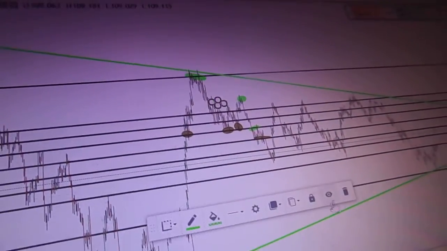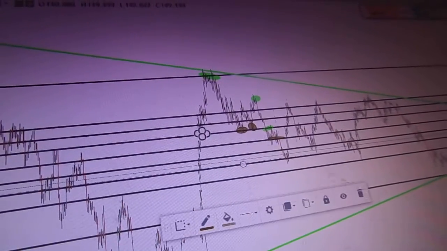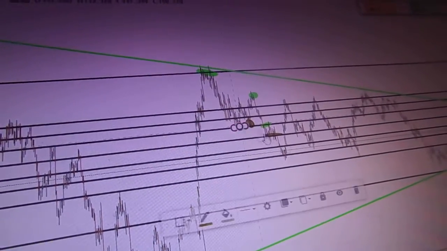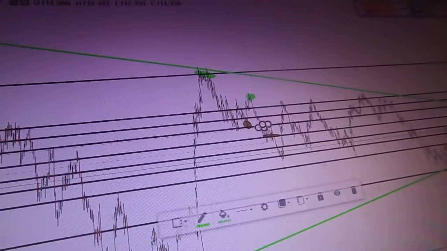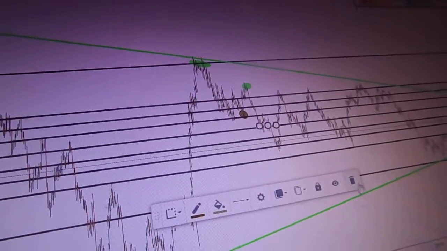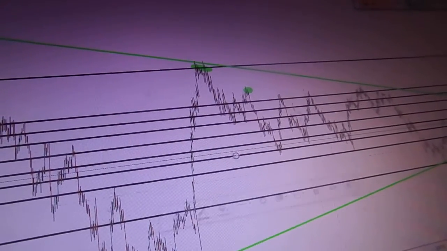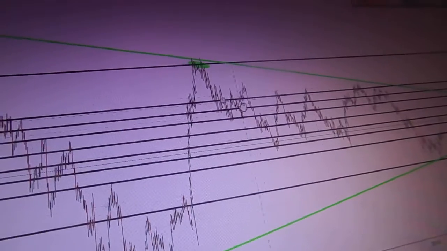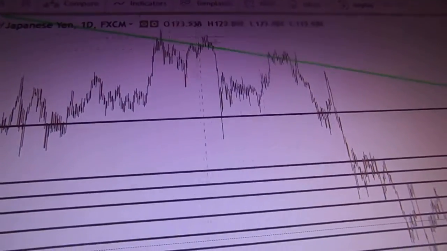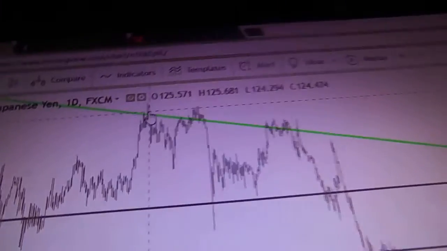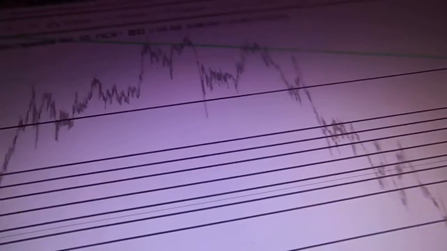Let me get rid of this. Don't need that. Don't need these. My apologies. I should have gotten these taken care of before I even started this. Alright, so basically I see right here that there is huge resistance on this trend line right there.